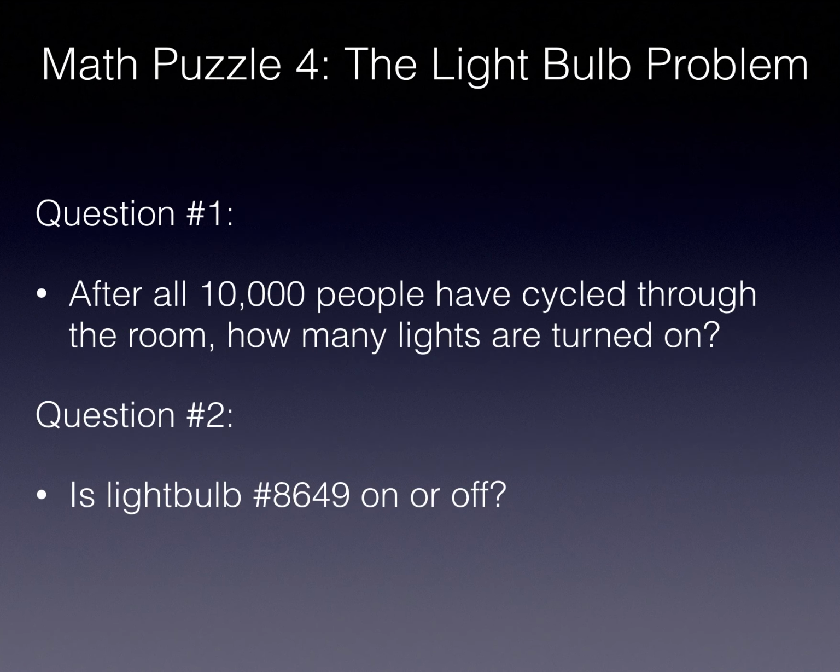Now the question is, when they're done, after all 10,000 people have cycled through the room, how many lights are on? And the second part of the question is, what about light bulb number 8,649? Is it on or off? All right, so that's our problem. I'll let you think about it for a couple of seconds and then we'll try to figure out a solution.